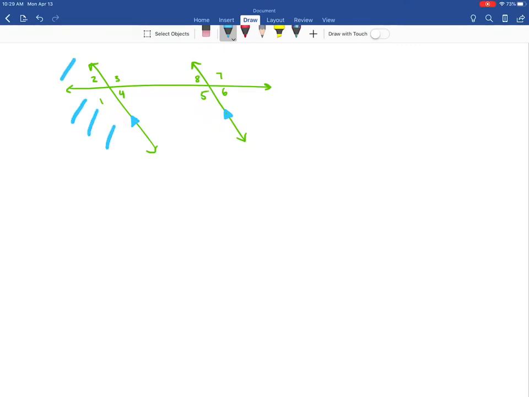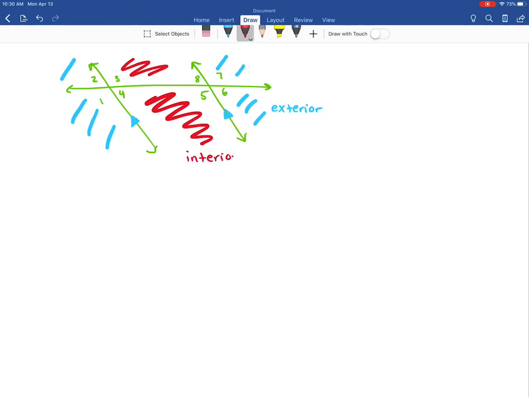These angles and these angles are outside the parallel lines, so we would call those exterior angles. These angles are between the parallel lines, so we would call these interior angles. So we always start out by labeling the angles either inside or outside, interior or exterior. Then you can go with pairs. Alternate exterior would be 2 and 6 because they're on opposite sides of the transversal and they're both exterior. 1 and 7 would also be alternate exterior.